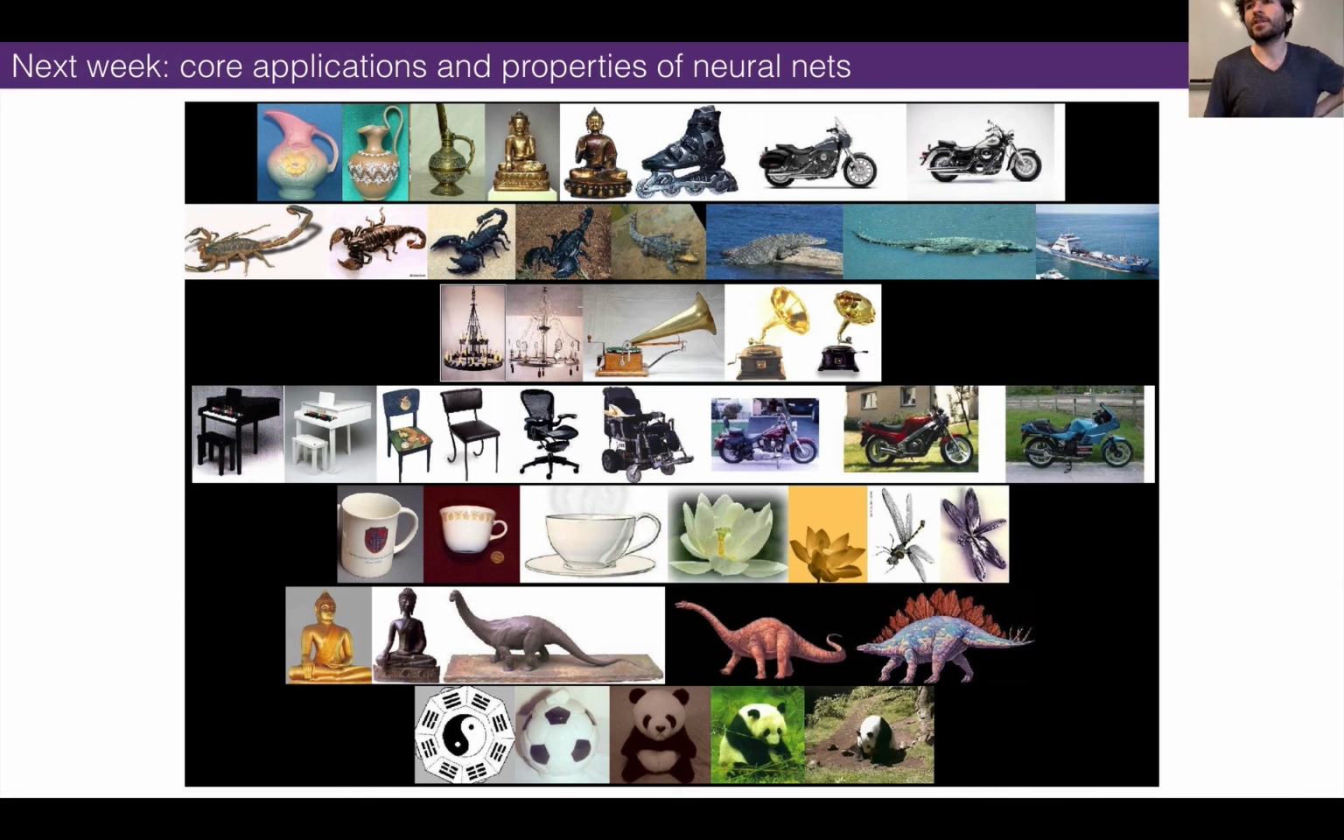Now, next week we're going to get to some more low-level applications of neural networks. We're actually going to do stuff with Python. That's going to be our introduction to Python. And we're going to introduce core information retrieval tasks. So things like being able to do nearest neighbor image search.